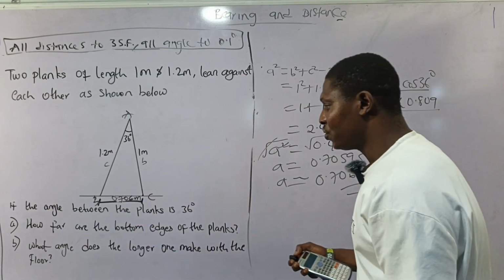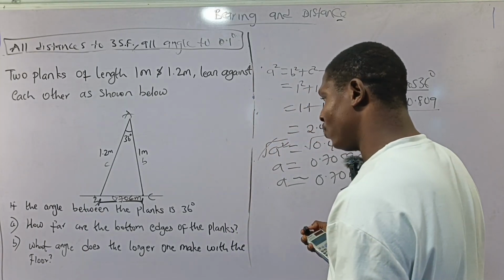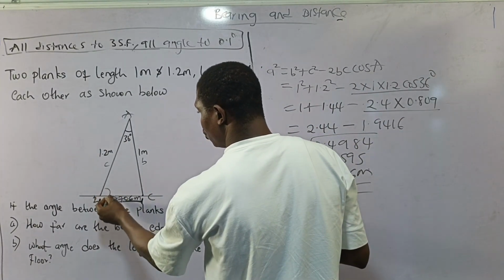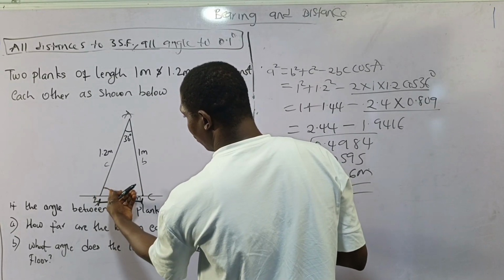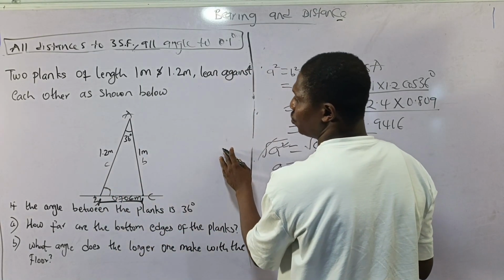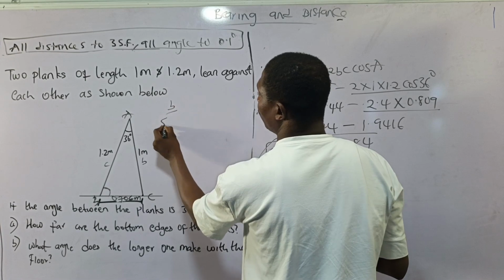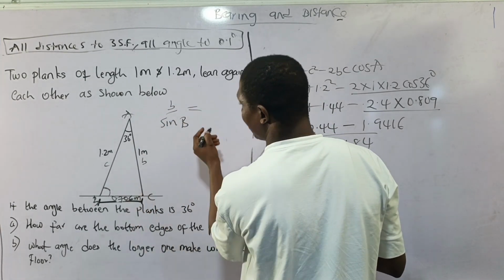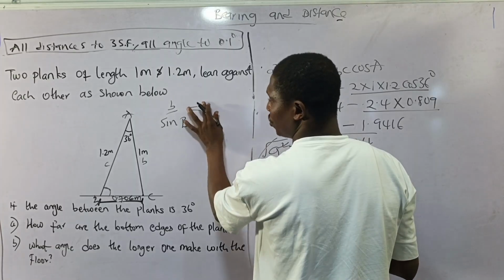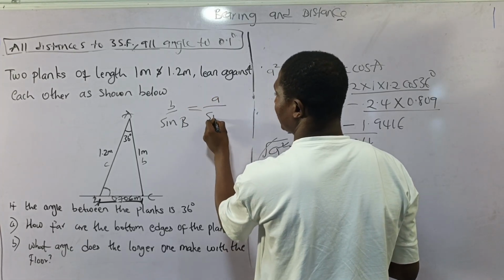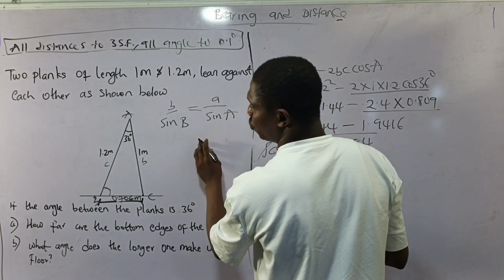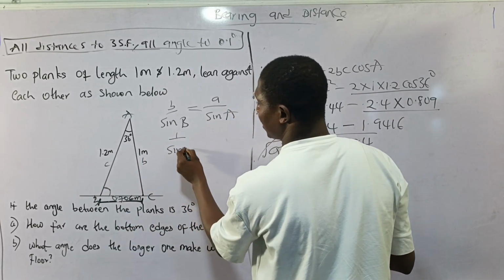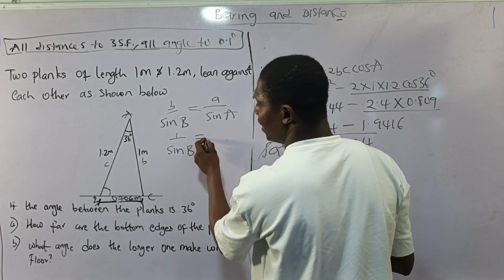The second question is, what angle does the longer one make with the floor? The longer length here is this. So the angle it makes should be this, and I'm looking for angle B. So I can use my sine rule to say b over sine capital B is equal to, since I've gotten this side and I have the angle, small letter a all over sine capital A. So I'm looking for angle B. Small letter b is 1, so 1 over sine B will be equal to my a.